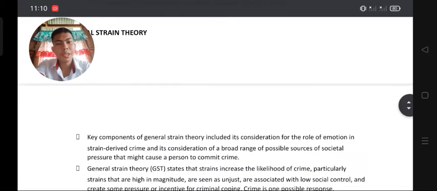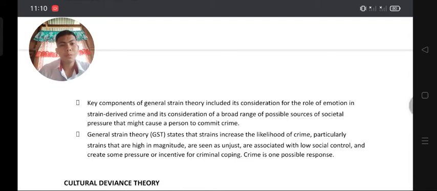The next is general strain theory. Key components of general strain theory include its consideration for the role of emotion in strain-derived crime and its consideration of a broad range of possible sources of societal pressure that might cause a person to commit crime. General strain theory (GST) states that strains increase the likelihood of crime, particularly strains that are high in magnitude, are seen as unjust, are associated with low social control, and create some pressure or incentive for criminal coping. Crime is one possible response.